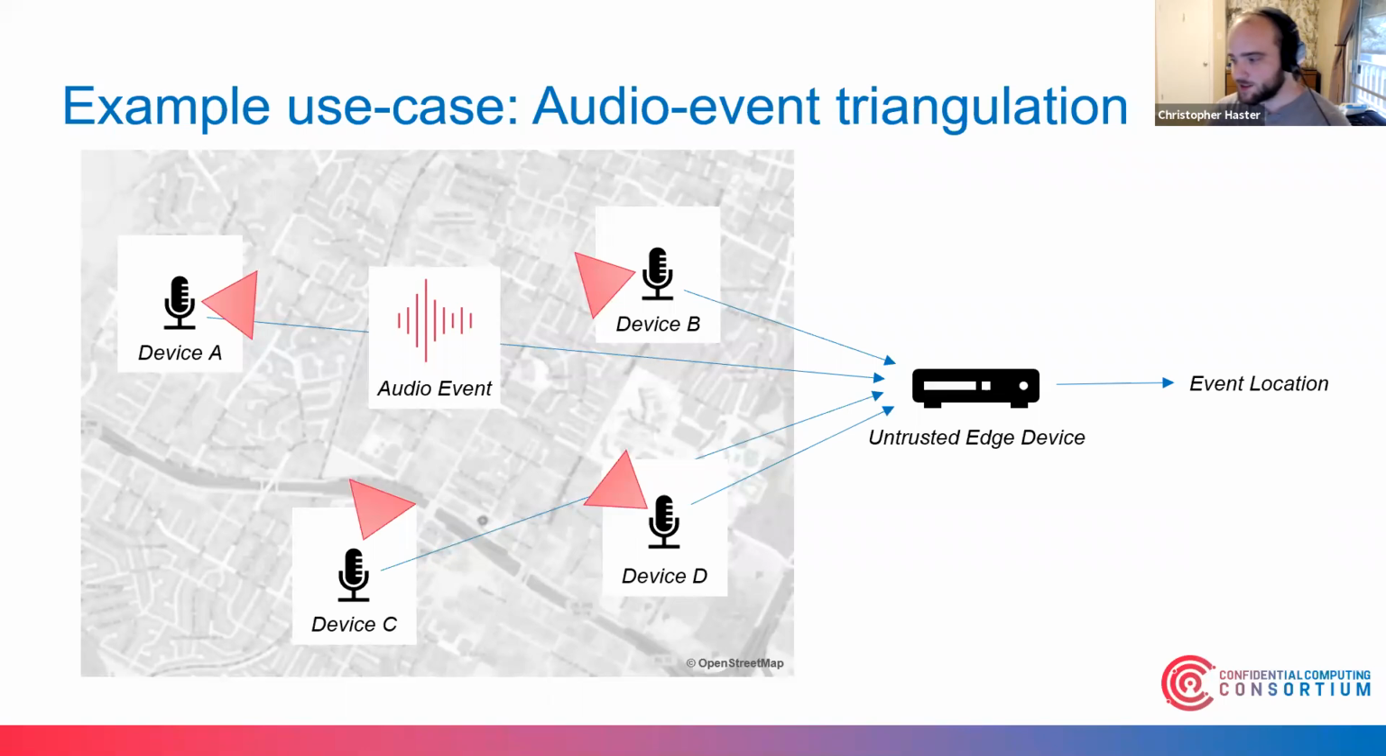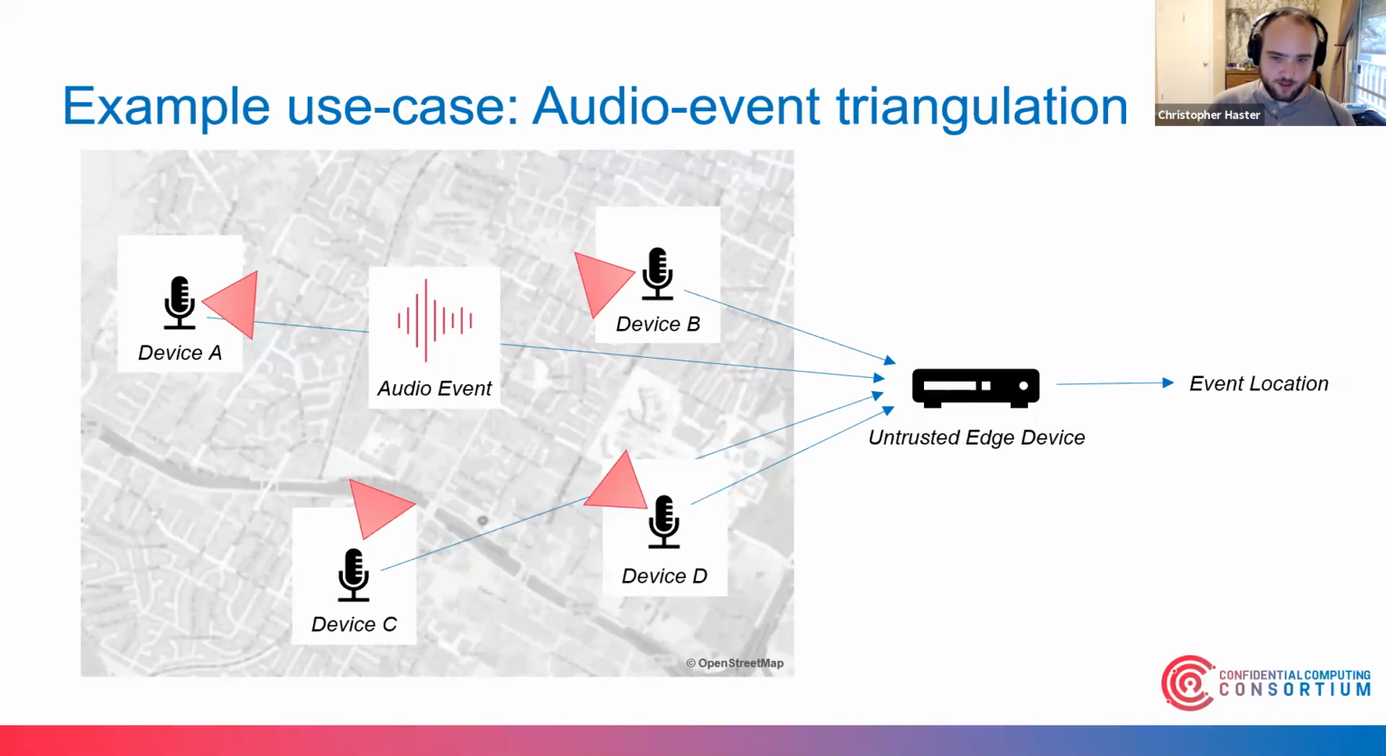So, to jump into the example, this is something that Dom mentioned earlier. It's a very specific, quite interesting example, which is audio event triangulation. You have a bunch of devices out in the field, cheap, battery powered, easy to deploy. Maybe it's a volunteer program listening for things like gunshots. Upon hearing an audio event, they can triangulate and report the rough location of the signal.